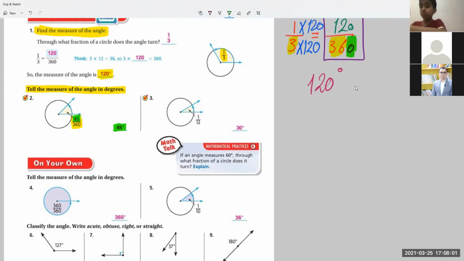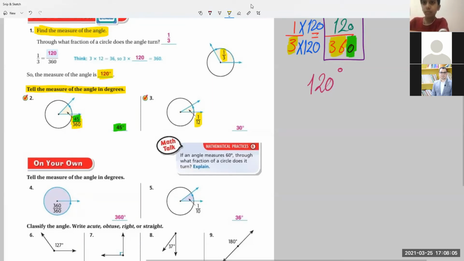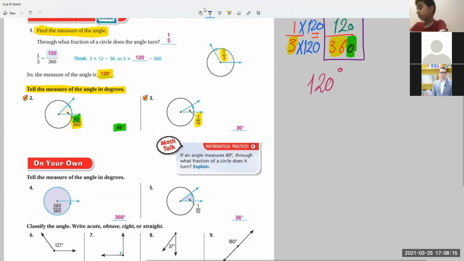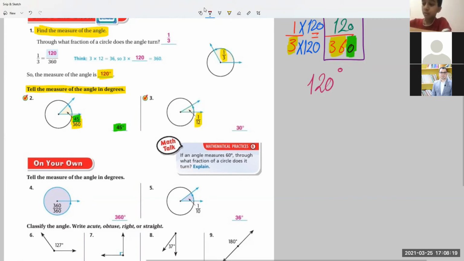Okay, Fahd, we have 1 over 12 here, and we need to write it with degrees. Can we write it like that? No, because you have to get 360 in the denominator. So can you convert it to a fraction with denominator 360? Okay. Right.